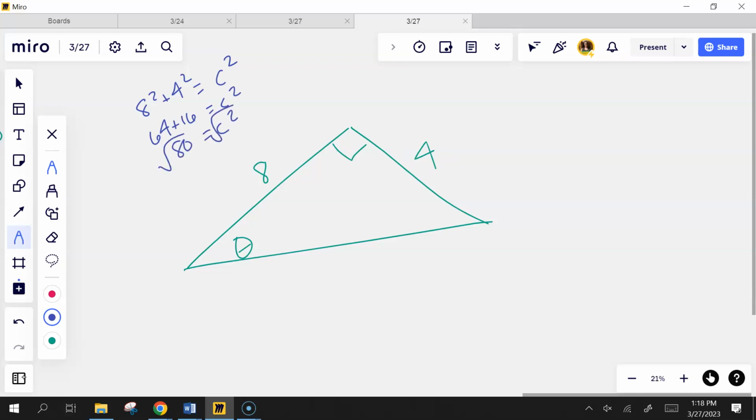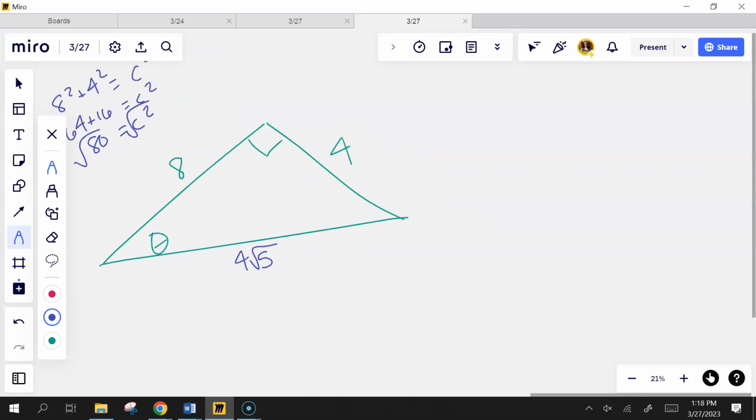And I do want to split this up if I can. 16 and 5. So 4 root 5. You were right. Downhill from here. All right. First of all, when you're sitting on theta, which side is the opposite? 4. That's the one that never, ever, ever touches theta. It's completely opposite. So look at the triangle. Which side never touches? This one, right?